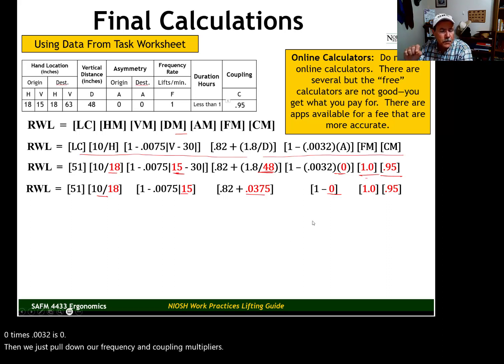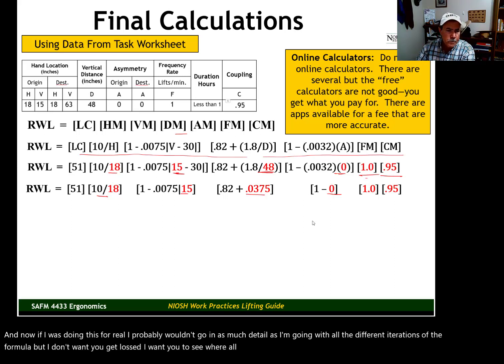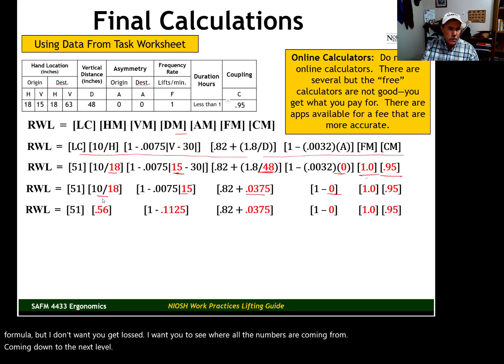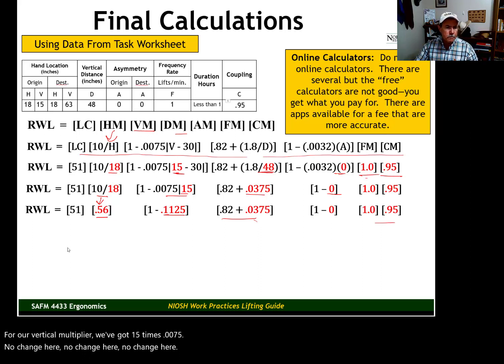And now if I was doing this for real, I probably wouldn't go into as much detail with all the different iterations of the formula, but I don't want you to get lost. I want you to see where all the numbers are coming from. Coming down to the next level. Okay, here we've got 10 divided by 18, which is 0.56 for our horizontal multiplier. For our vertical multiplier, we've got 15 times 0.0075. No change here, no change here, no change here. Next iteration.